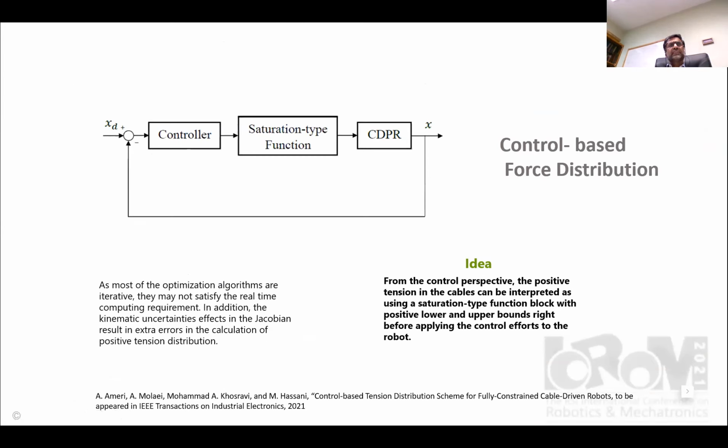One approach that we recently worked on is control-based force distribution. The idea is, from the control perspective, the positive tension in the cables can be interpreted as using a saturation type function with predefined positive lower and upper bounds right before applying the control effort to the robot.